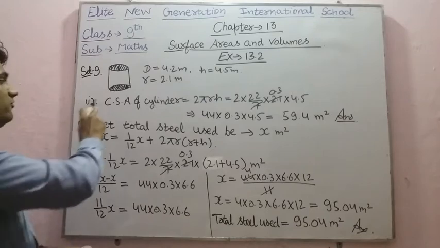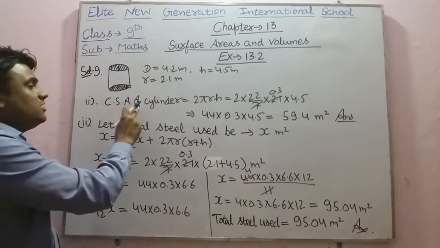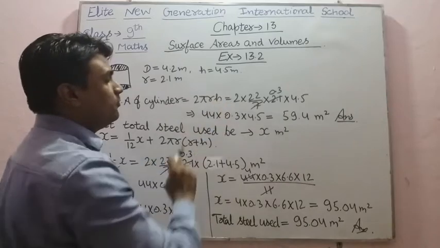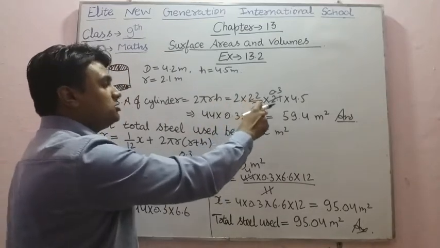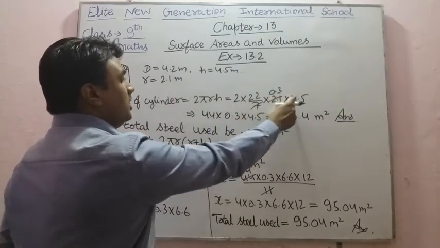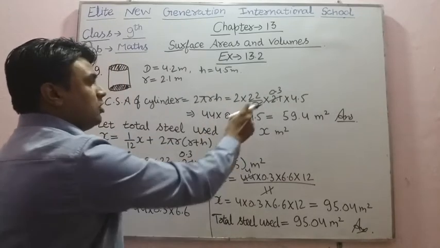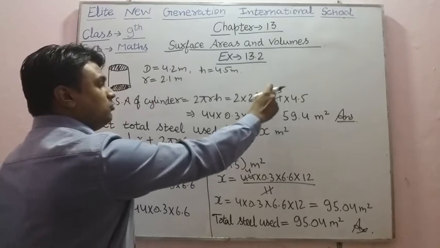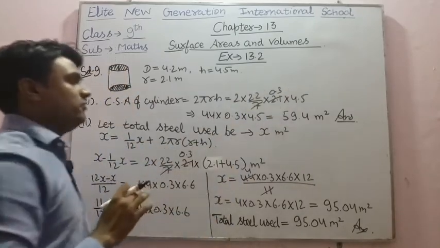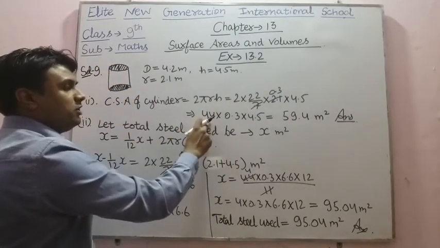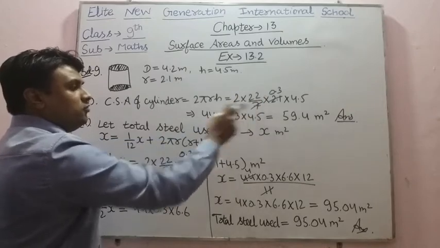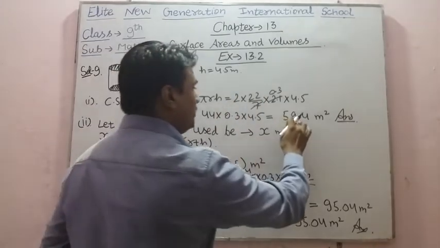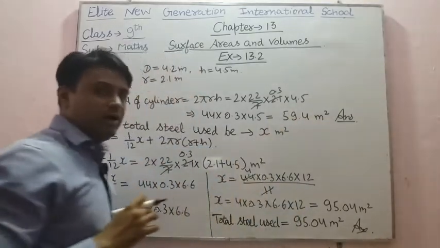So first of all we have to find curved surface area of cylinder, which is equal to 2 pi r h. So putting values, 2 into 22 upon 7 into 2.1 into 4.5. Now cancel it by 0.3 times. Now here 2 into 22 into 0.3 into 4.5. So 2 into 22 will be 44 into 0.3 into 4.5. By multiplying all these, it will be equal to 59.4 meter square.